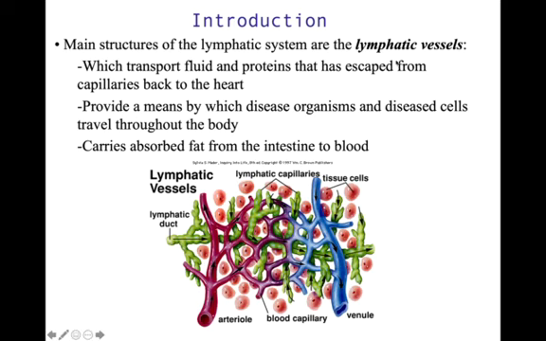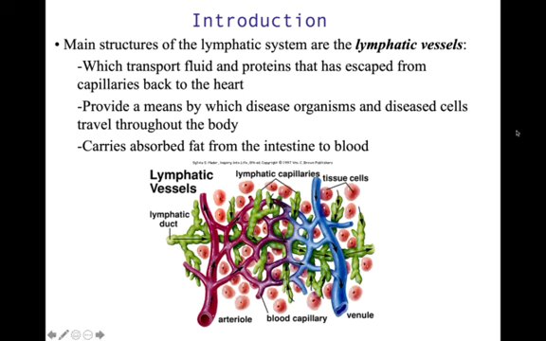What do these vessels do besides transport lymph? Well, they transport proteins that have escaped from the capillaries back to the heart. They also provide a means for disease organisms and disease cells to travel through the body. If some type of microorganism gets into your body and enters your lymphatic system, that's going to lead to your blood. So we can kind of see where the intersection between lymphatic and immune is going to be. By the time the lymph reaches your subclavian veins, you have to make sure there are no microorganisms in there, because once it reaches your blood, that's a bad thing.